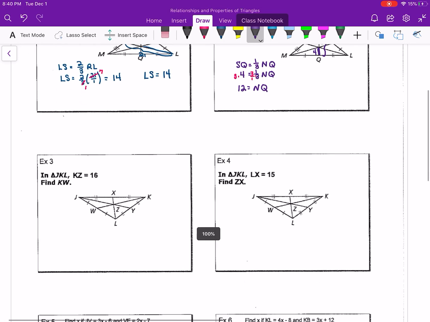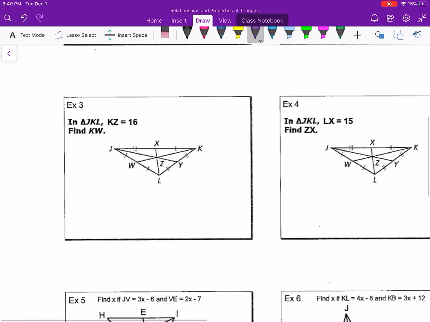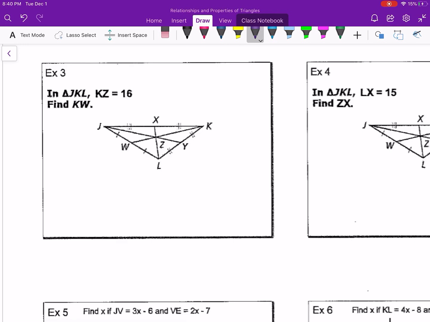All right, example number 3. New triangle. This time we are given KZ. Here's K to Z. And it is 16 units. We are asked to find KW. So if you compare those, KW is the entire length. From K to Z is the longer piece of that length. So we'll use the formula for the long piece. KZ is 2/3 of the way, all the way across.